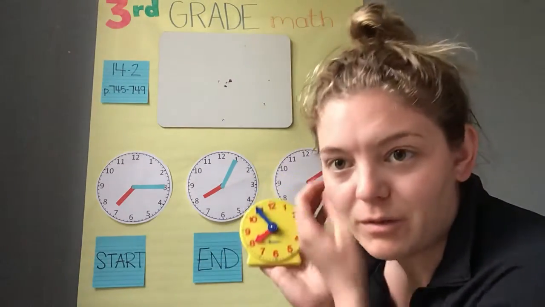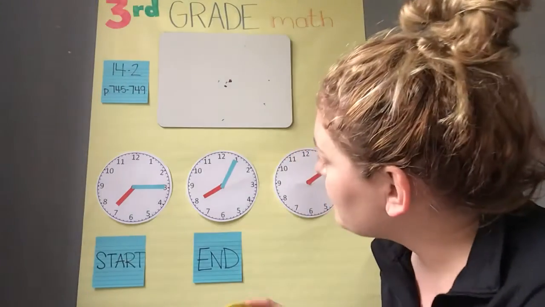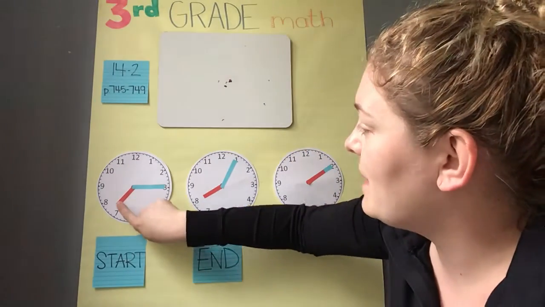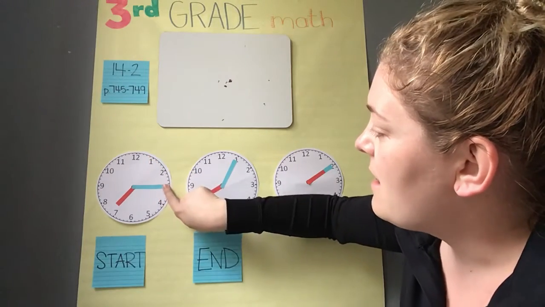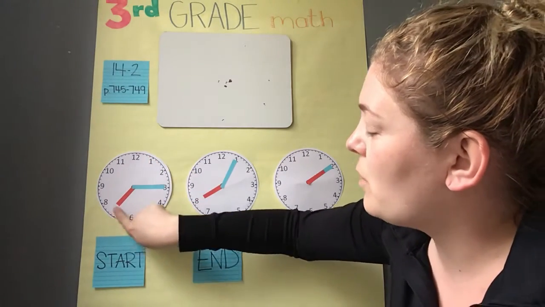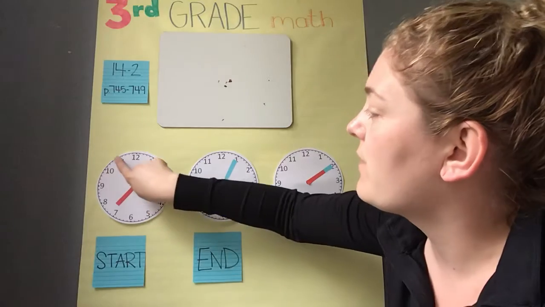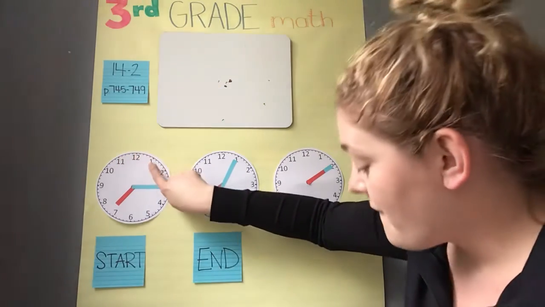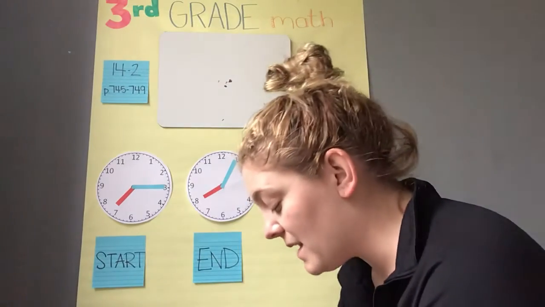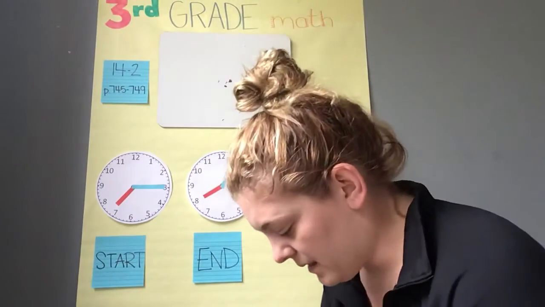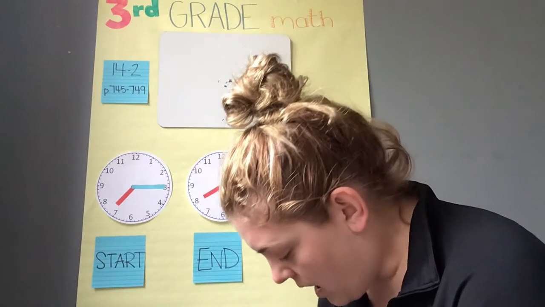So it's always good to check with our clock if we need to, but I just have to count my minutes. So I started here, and I end up here. So ready? 5, 10, 15, 20, 25, 30, 35, 40, 45, 50, right? So it's 50 minutes. The elapsed time is less than an hour. All right, let's take a look at the next one.